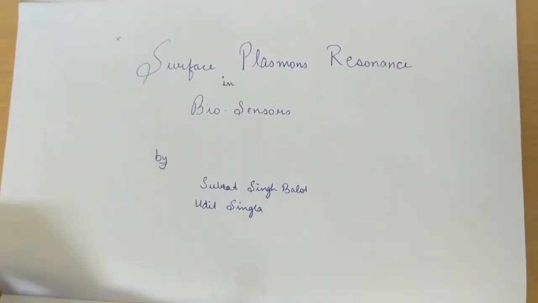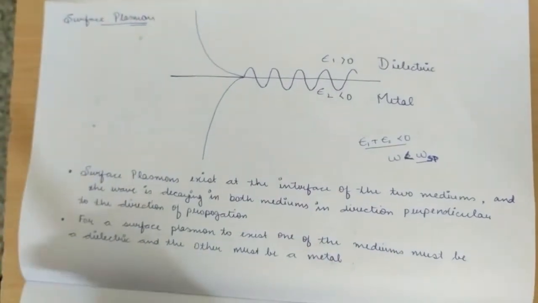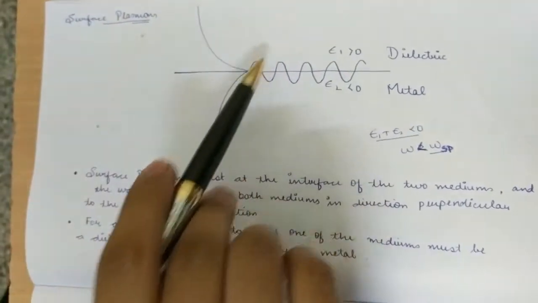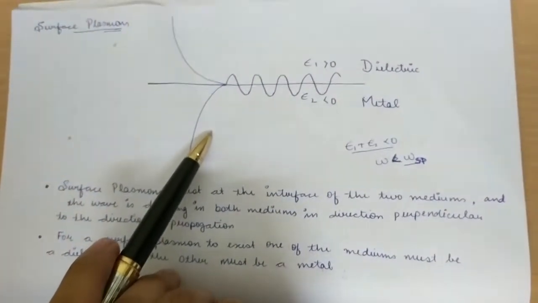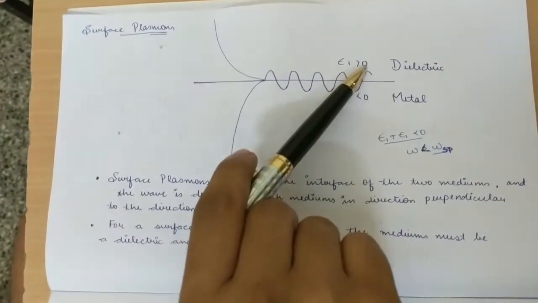So the first question that we need to answer is, what are surface plasmons? Surface plasmons are coherent delocalized electron oscillations that exist at the interface between any two materials where the real part of the dielectric function changes sign across the interface. For example, a metal dielectric interface.